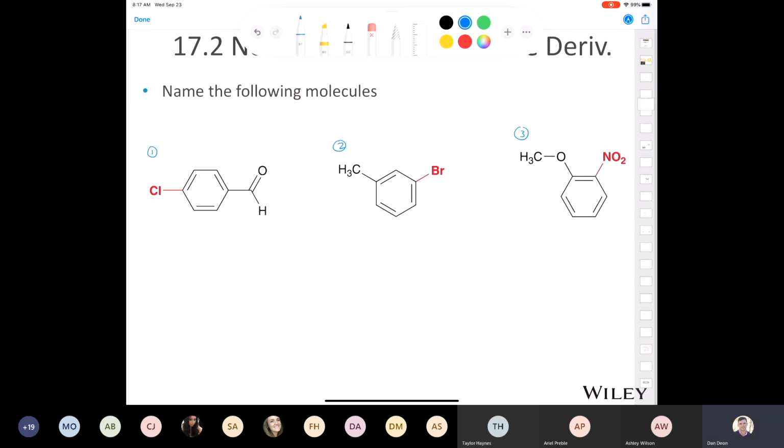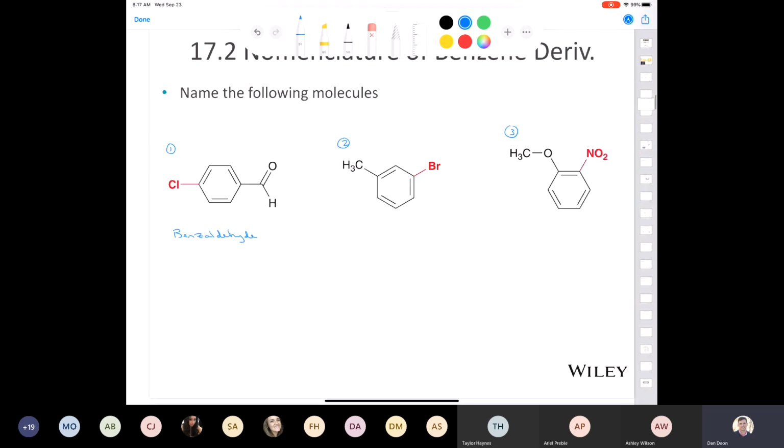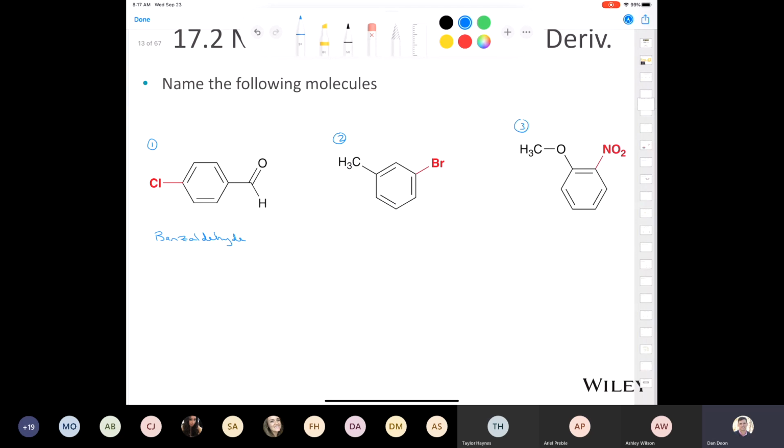Yeah, exactly. You're both right. It's benzaldehyde. Okay, so this is some kind of benzaldehyde. We get that much. What else? We have a chlorine at the 4 position, right? We assume that this is position 1, 2, 3, 4. And so we could call this molecule 4-chlorobenzaldehyde.